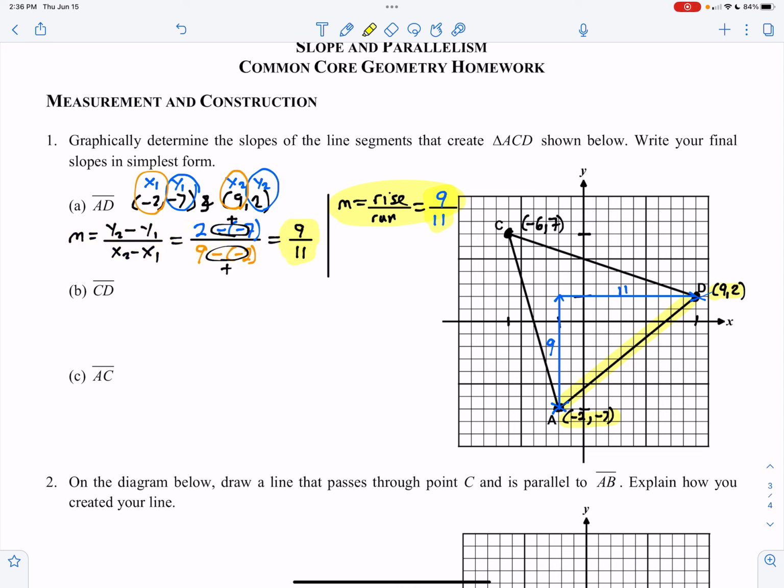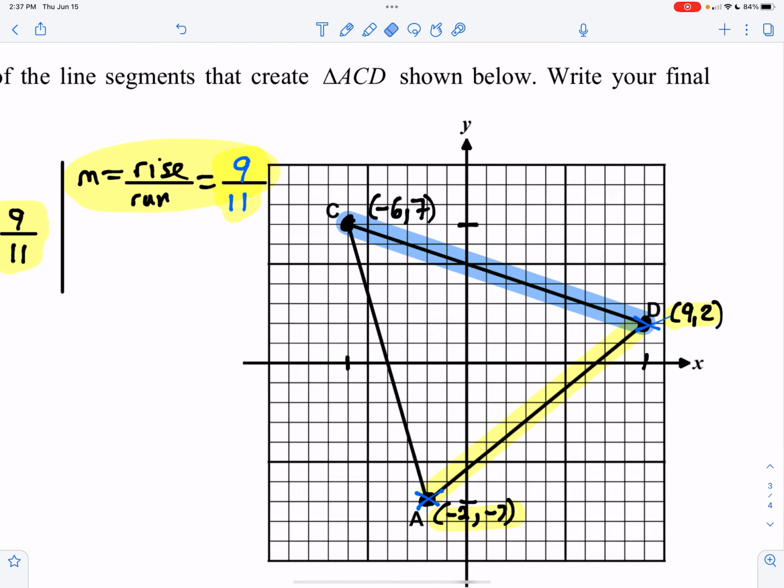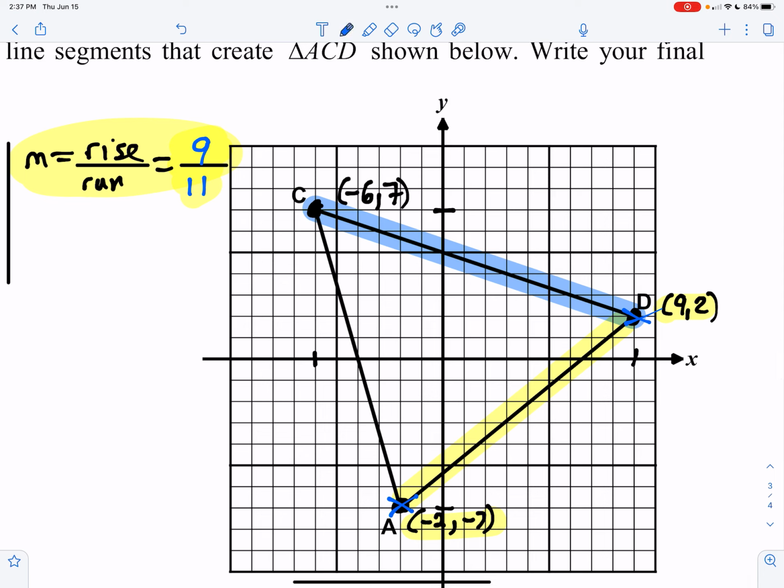Okay, so now how do I find the slope for line segment CD? That would be this segment here. Okay, now I'm going to erase this work here. Now to go from C to D, notice that that blue line is going downward, not upward. So to go from point C to point D, I have to go down 1, 2, 3, 4, 5. I'm going down 5. That's negative 5. Then I'm going to go over 1, 2, 3, 4, 5, 6, 7, 8, 9, 10, 11, 12, 13, 14, 15.